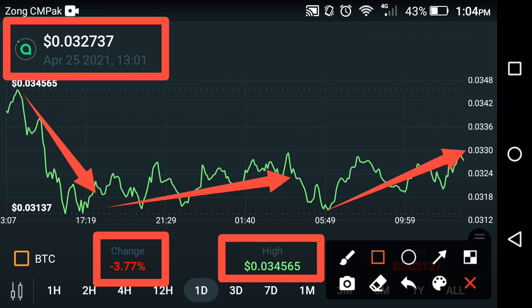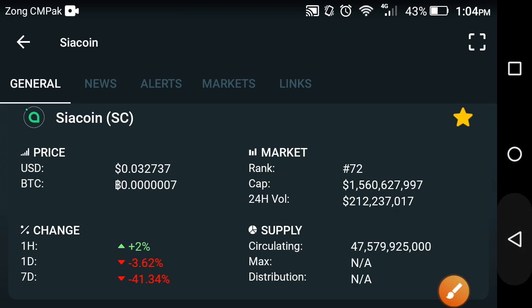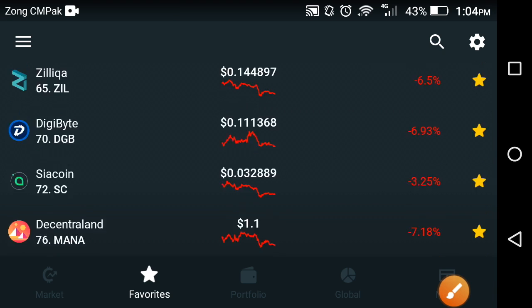Here is the current price in the cryptocurrency market, about 0.032737 USD, friends. So here is a 34 and here is a 32, so I think a 2% change occurred in the price of SiaCoin, friends.